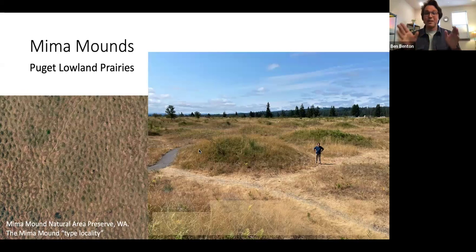So a Mima mound, I think specifically, I'm making the argument that a Mima mound specifically refers to a mound in these Puget lowland prairies in Oregon and Washington. This is the type locality of where the term Mima mound came from. This is an aerial photo right here of Mima Mound Natural Area Preserve in Washington. And this is me standing next to a Mima mound there. So I got to visit the site because I'm a mound enthusiast.